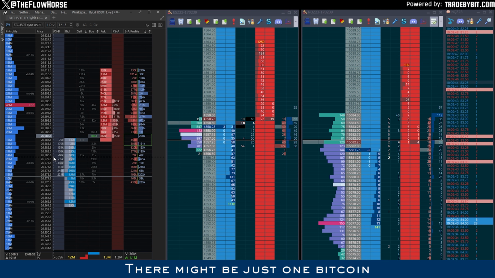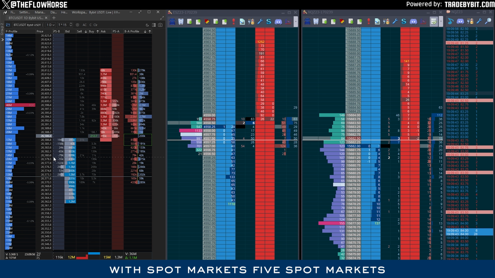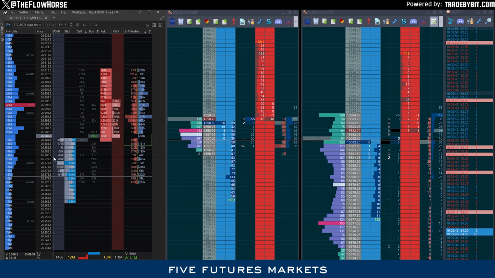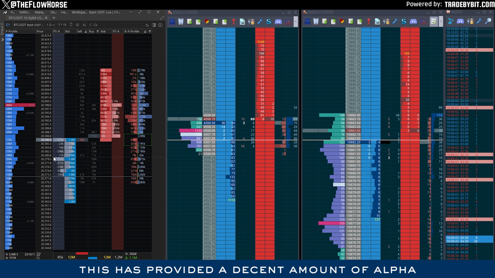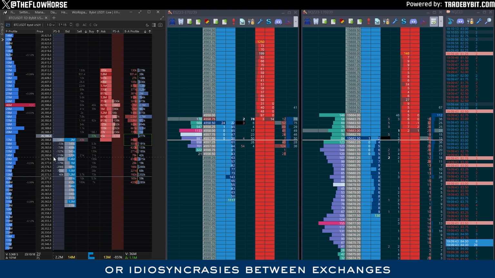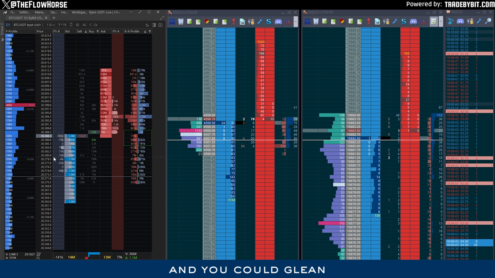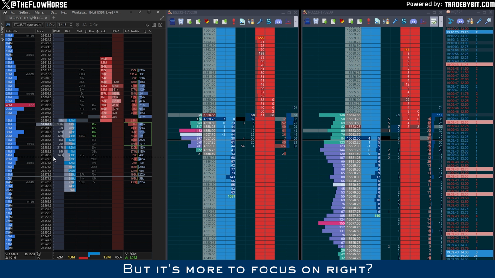There might be just one Bitcoin, but if there are 5 exchanges with spot markets, 5 spot markets, 5 futures markets, these are basically all different products. They're going to be attempted to be kept in line, but they're going to be all trading somewhat differently. And this has provided a decent amount of alpha in crypto for a while. The fact that there are differences and these anomalies or idiosyncrasies between exchanges, and you could glean a good amount of insight from focusing on certain exchanges over others, but it's more to focus on, right?